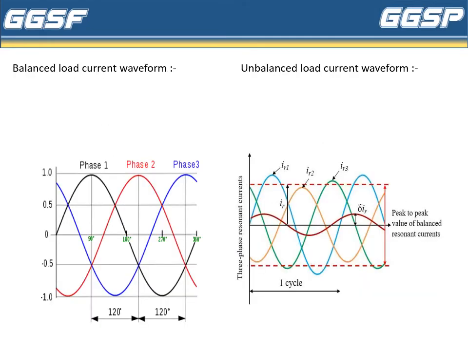So we can see in these images the current waveforms of balanced load and unbalanced load. In the balanced load waveform, we can see the similarities in the current magnitudes in all the three phases, but we cannot see this type of magnitude similarity in the unbalanced load current waveform. We can see each and every current waveform has different magnitudes and different phase angles also.